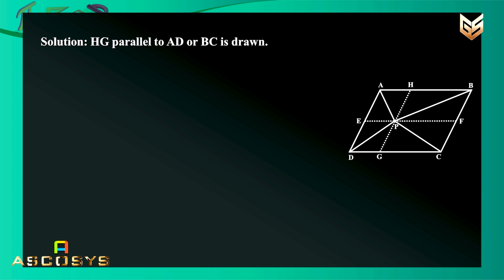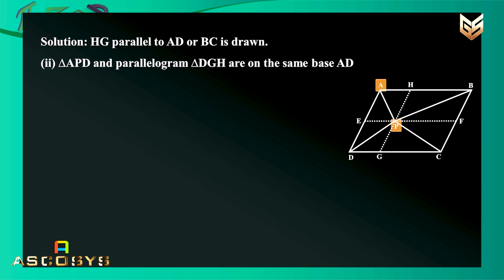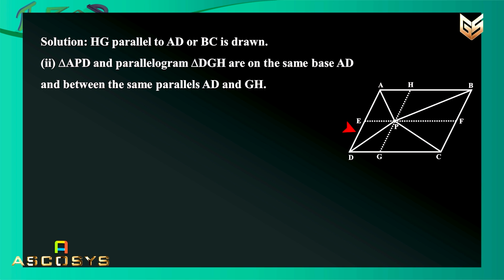For the solution of question number 2, we need to draw a line through point P which is parallel to AD or BC. Why AD or BC? Because AD and BC both are parallel. Now, triangle APD and parallelogram ADGH are on the same base AD and between the same parallel AD and GH.